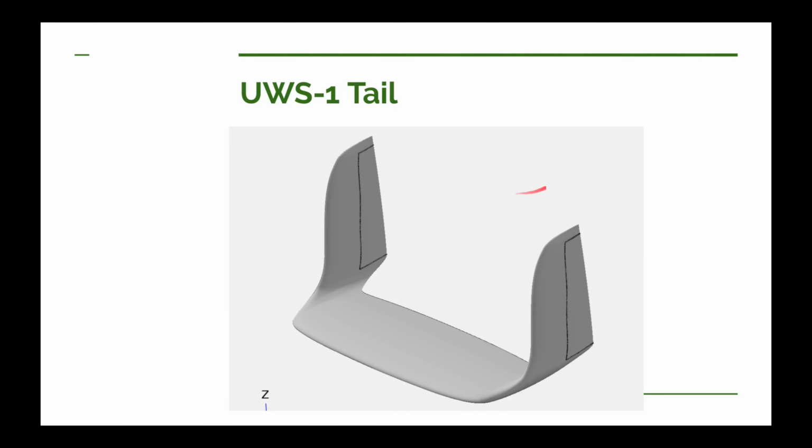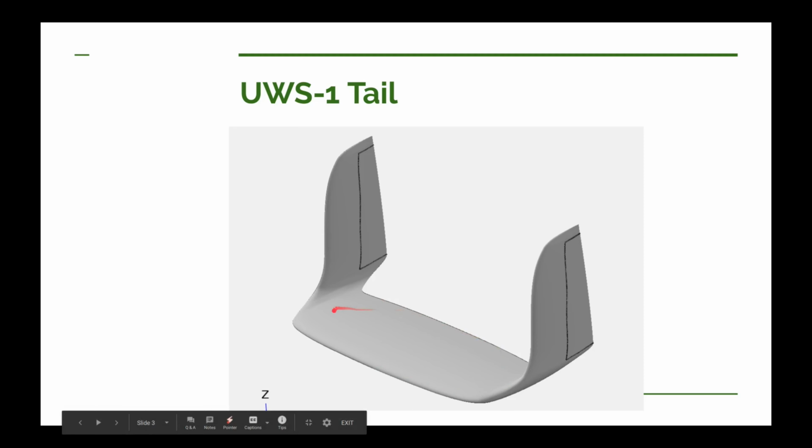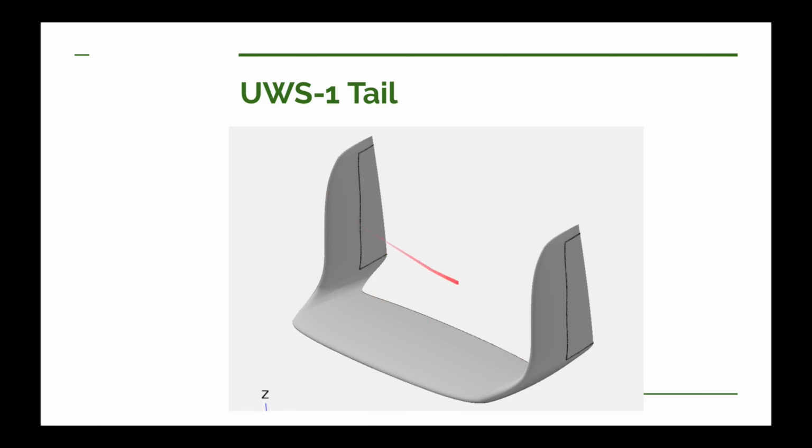And just a little refresher on what the UWS-1 tail looks like. This is the horizontal portion of the tail. I did not show the elevator here, but it goes in this area here. And then here are the twin vertical tails, and this is roughly where the rudder is on each vertical tail. Now our span that we're going to calculate is from roughly right here at the bottom of the rudder up to the tip. So that's what we're going to do our span calculation on.